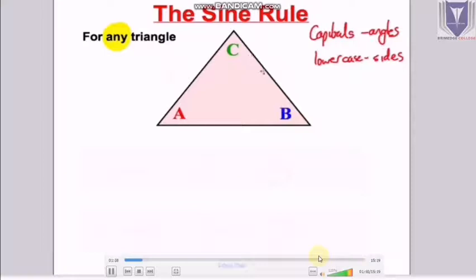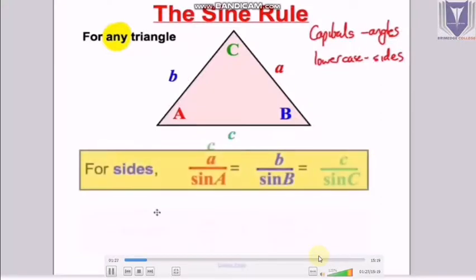It represents angles. When you see small letters, it represents sides. For example, this is side A, angle A. This is side B, small letter B and angle B. You can see side small letter C and angle big C.